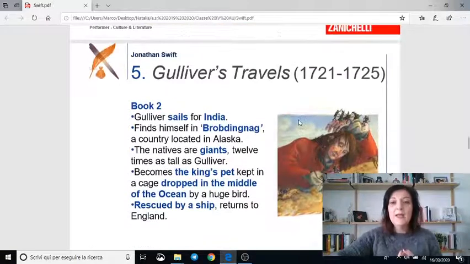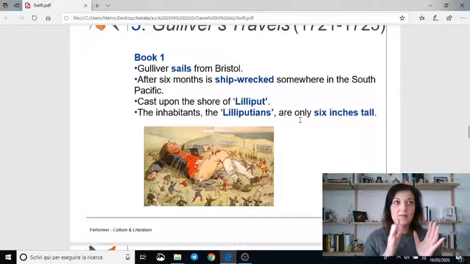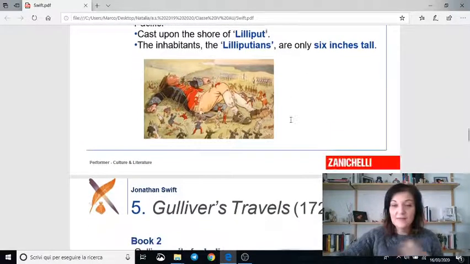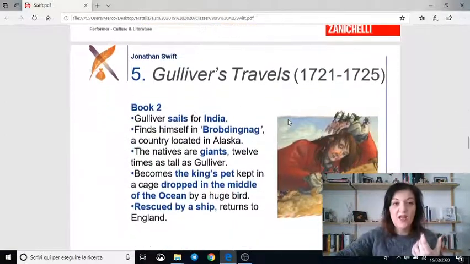So in book 1, there is the account of the first part of Lemuel Gulliver's life and of his travel in the land of the Lilliputians. Then we will say something more about the protagonists, about the people that he met there, about the type of satire, mainly political and social, that he does using this world that is a product of his fancy, of his imagination.